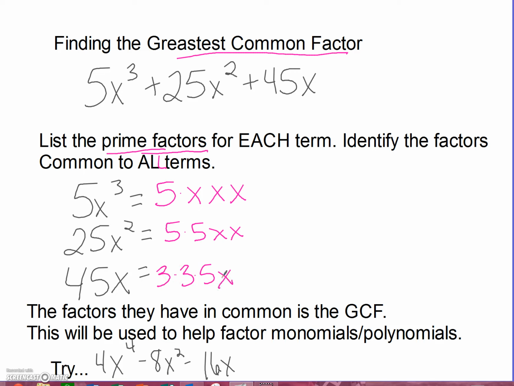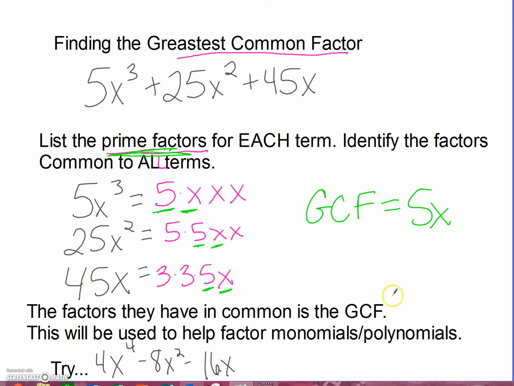We want to identify the factors common to all of the terms. I'm going to switch colors for us. What do they have in common? Well, they have a 5, and they have an x. So what is my greatest common factor for this? It equals 5x. Remember, when we do a prime factorization, you go down to the prime numbers that you multiply together to give you your number.